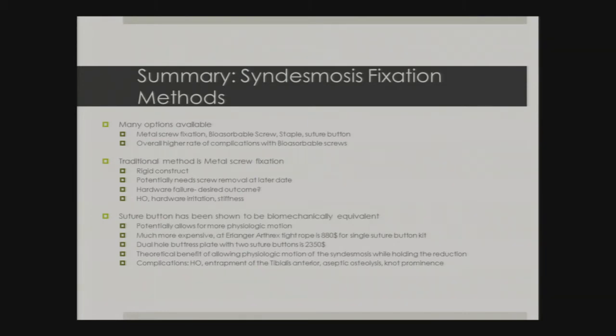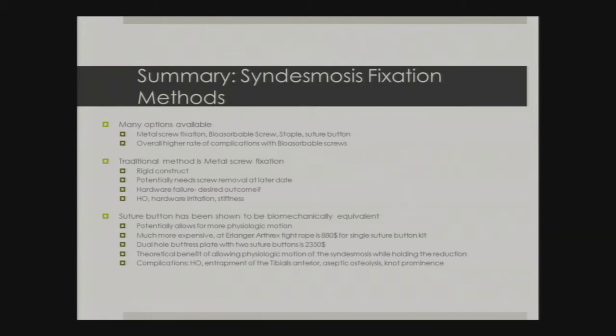over 250 pounds, I believe, it goes for $2,350 for the whole kit itself. So significant costs there. There's also a theoretical benefit allowing not just the motion, but it can account for malreduction of the syndesmosis because of that motion. Theoretically, it could help reduce it as the patient is able to move more through their range of motion.